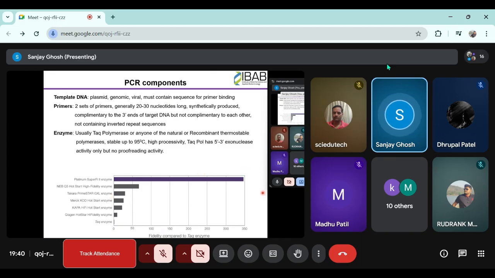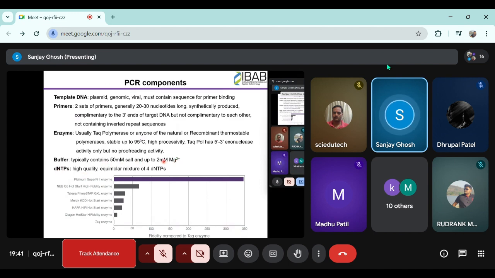Okay, so the other thing to remember is the buffer, which you might have seen. It just carries a salt and some magnesium. Any enzyme in a biological system usually needs magnesium to work. Restriction enzymes need magnesium, Taq polymerase needs magnesium, and so on.